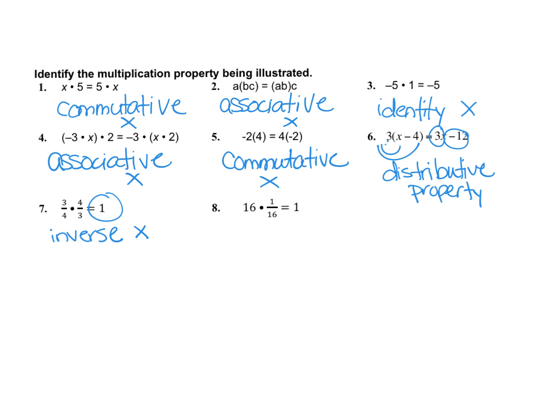The next one then, same thing. We've multiplied 16 times 1/16, and so you'd have 16 and 1/16 equaling 1. So when you multiply by its reciprocal or by its inverse, remember again, this one is also the inverse property of multiplication. So in this lesson, we took a look at identifying the properties of addition and multiplication.